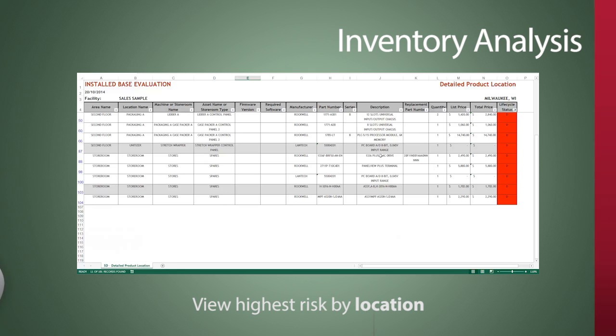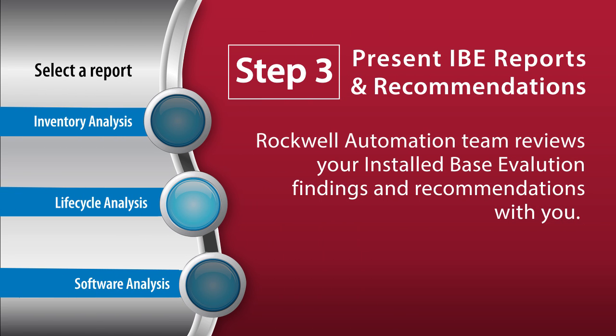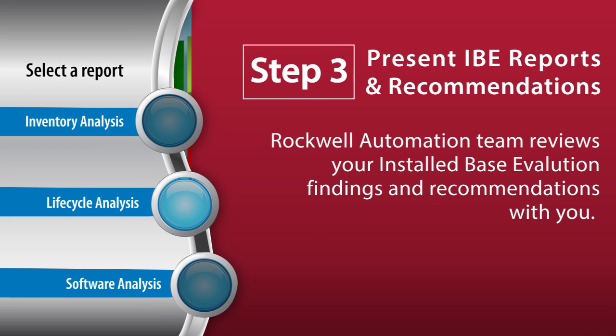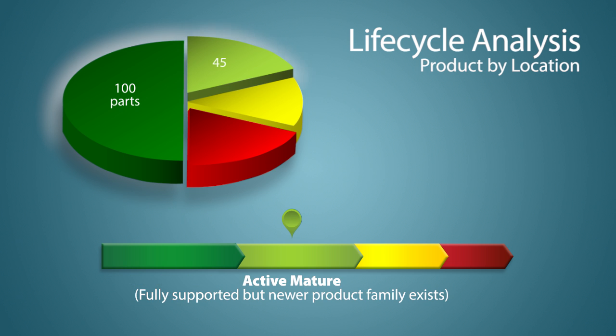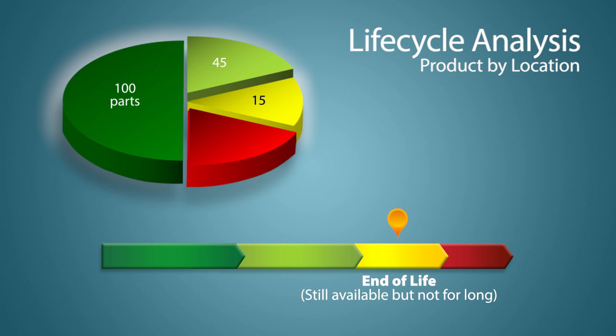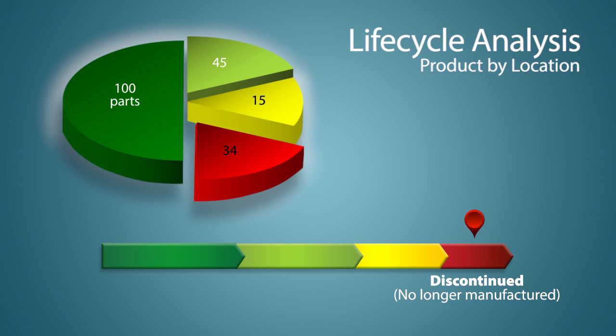Our second example shows the results and reports for the lifecycle analysis of an IBE. We start by reviewing the status of your Rockwell Automation products: those that are active, the most current Rockwell Automation products; those labeled active mature, products that are fully supported but a newer product or product family exists; end of life, the product's discontinued date has been announced and it's time to actively execute migrations and last-time buys; and those labeled discontinued, products that are no longer manufactured, but repair or exchange services may be available.